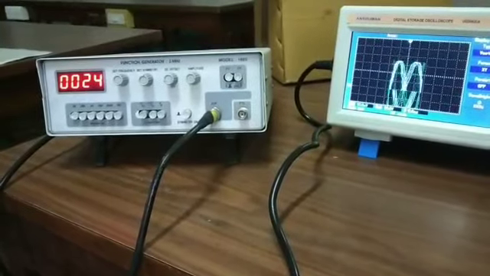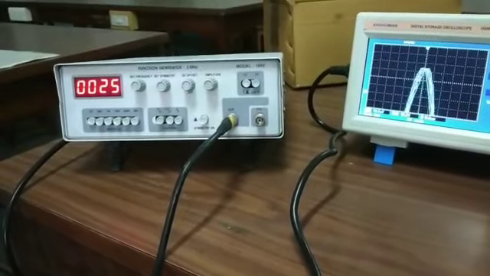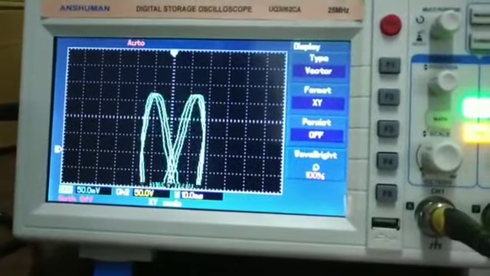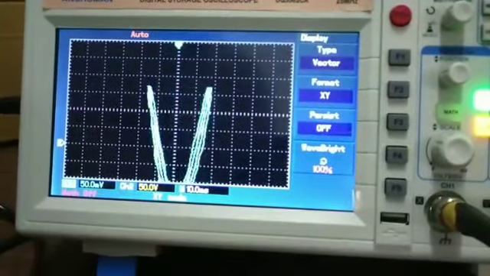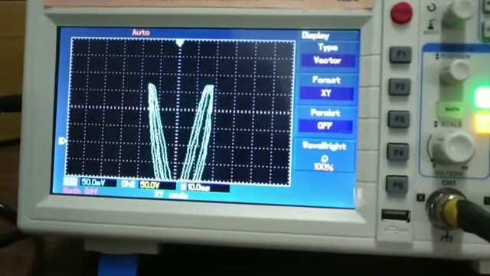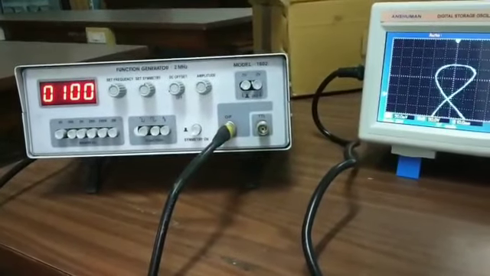We have set the audio frequency oscillator to 25 Hertz, and we find there is a very simple Lissajous figure formed, and we get 2 loops along the X-axis and 1 loop along the Y-axis. So we are again taking a second reading for the experiment.